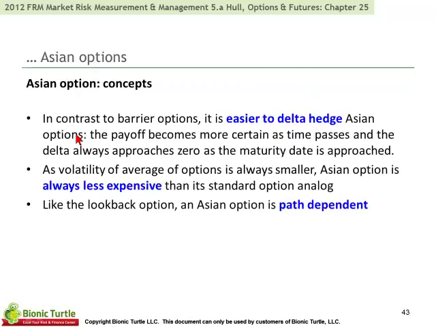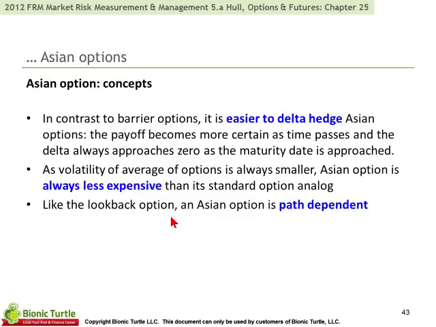So Asian option concepts. Well, in contrast to the barrier options, it's much easier to delta hedge the Asian options because the payoff becomes more certain as time passes, and the delta always approaches zero as the maturity date is approached. So I think that's interesting. As we approach maturity, the delta approaches zero. The volatility of an average of options is always smaller, so the Asian option is always less expensive than its standard option analog. And as I said before, sometimes you've seen these on financial certification exams.